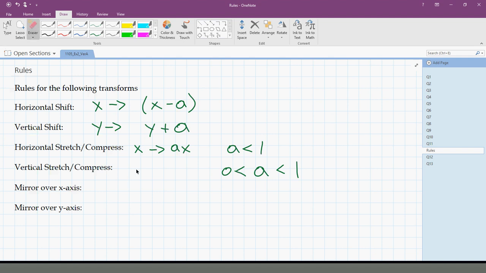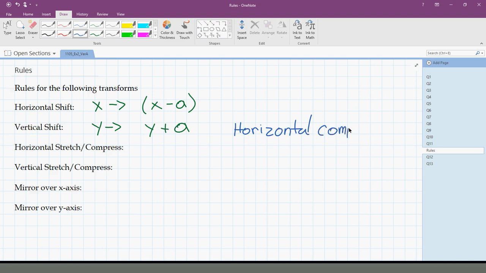Okay, I'm going to do this again. I like my notes better than the ones that were given. So if I have a horizontal compress, B has to be greater than 1. If I have a horizontal stretch, and I'm going to explain this in a second, B has to be between 0 and 1.